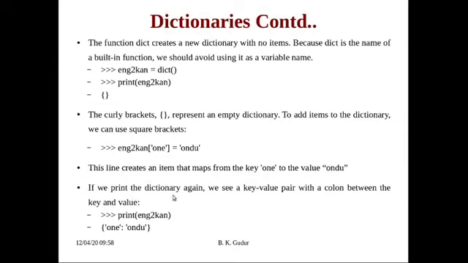If we print the dictionary again, we see a key-value pair with a colon between the key and value, something like this. If we print the dictionary, we'll get, within curly braces, earlier it was empty, now it contains one element, which is this key 1 and its value is 1 do. So before we proceed further, let's see one example in a terminal and later we'll continue.